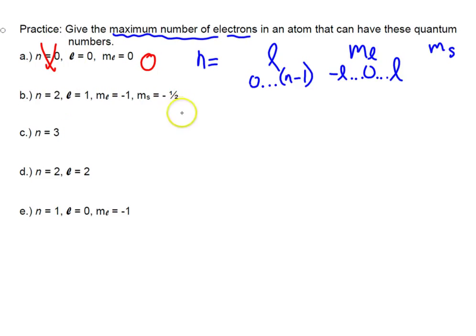For B, you would again consider each of these quantum numbers to determine whether it is a valid address. And if it is, determine how many electrons could fit at that address. Pause the video now and determine whether or not B is valid, and then press play and I will show the answer.